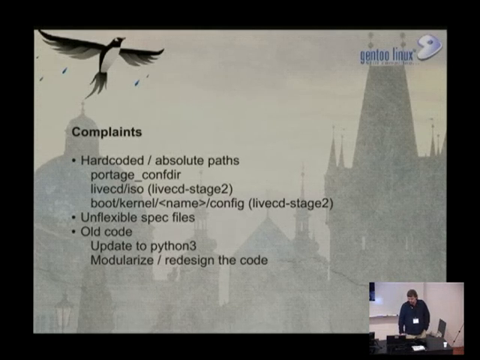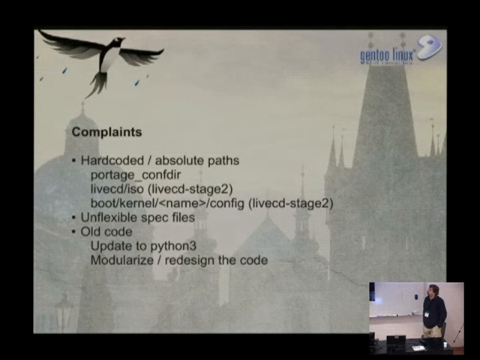And another example in livecd-stage2 is the config file for the kernel. It also has, in my view, spec files that are currently a bit inflexible because you have to set quite a few things in there, and because you have to do it, and then you have the absolute paths, it makes things harder. It would be simpler if there were smaller files where you only had to specify the minimum amount of variables. And finally, it's old code.